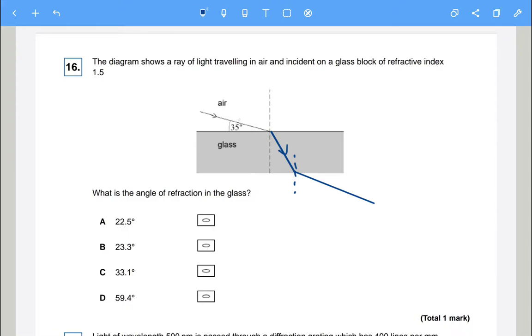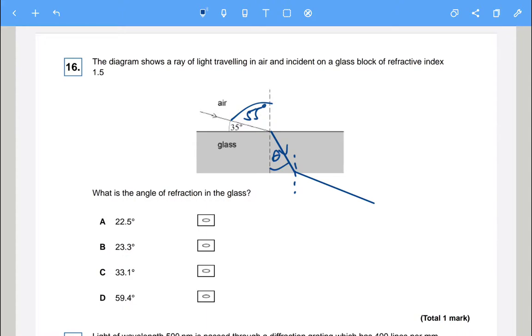It's giving you the 35 degrees, but that's not the angle from the normal. Angles must be measured from the normal. So the angle that you should be using is this one. To get that, we need to do 90 minus 35, which is 55 degrees. And we want the angle of refraction, which would be this one.